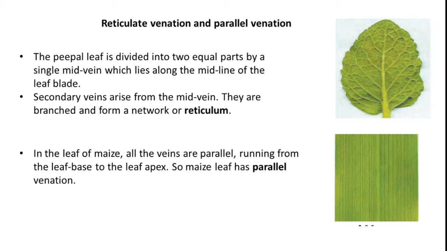Secondary veins arise from the midvein. They are branched and form a network. The network is also called reticulum. So this type of venation is called reticulate venation. In the leaf of maize, all veins are parallel, running from the leaf base to the apex. So maize leaf has parallel venation.